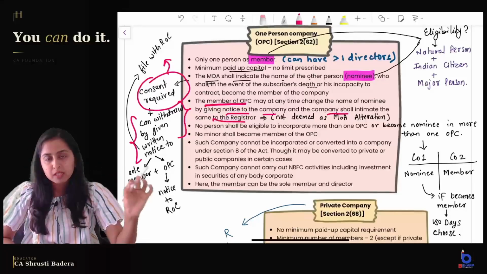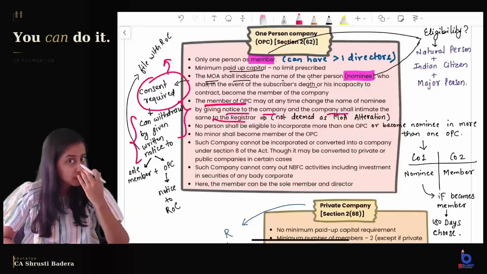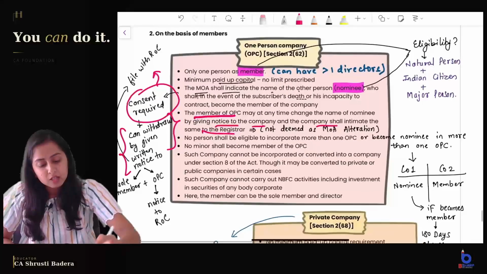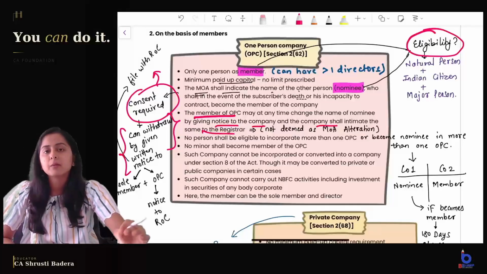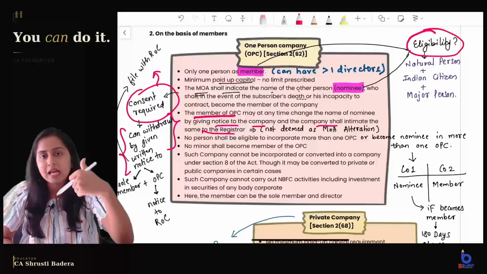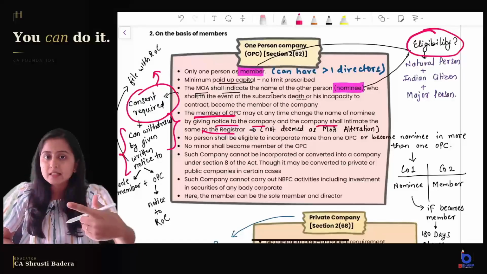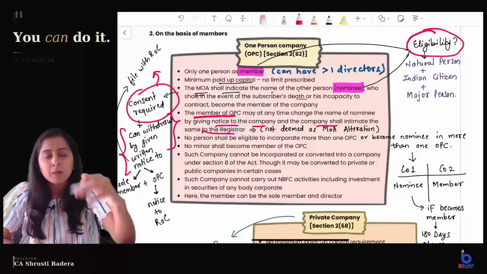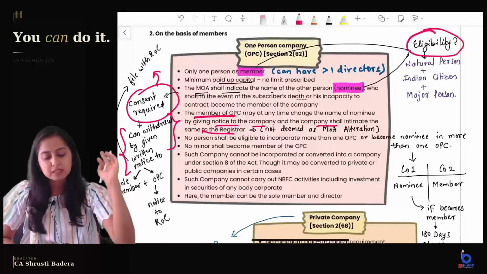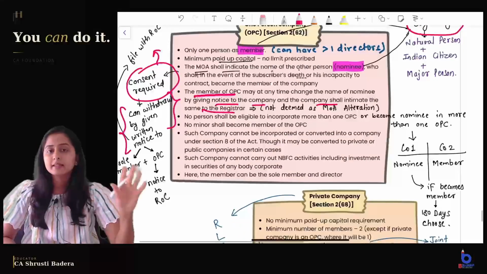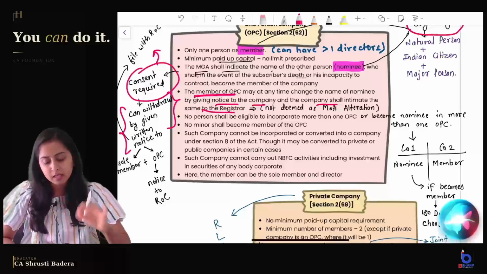Now, if the nominee changes, it is deemed that this is not an alteration of the memorandum. Looking at the eligibility requirement, who can be a member or a nominee, the eligibility requirement of both is the same. Firstly, a natural person; a company cannot become a member or nominee. Plus an Indian citizen; a foreign citizen will not do. Plus he should be a major, that is, a minor cannot be a member or nominee of an OPC. Natural person, Indian citizen and major person. The resident clause is not important right now.